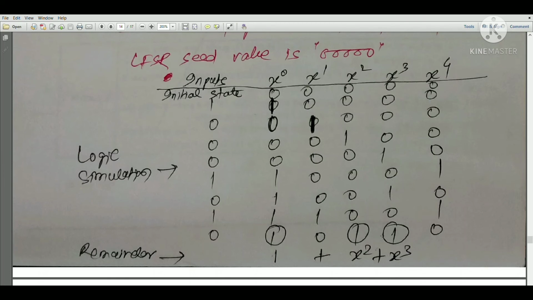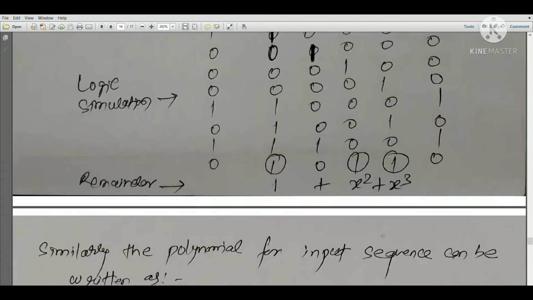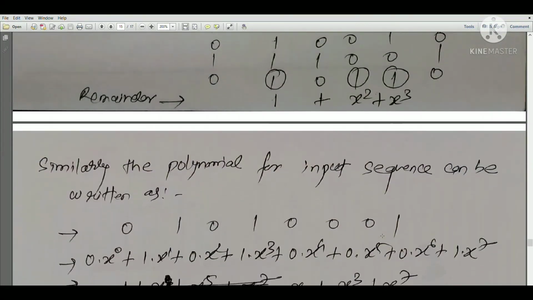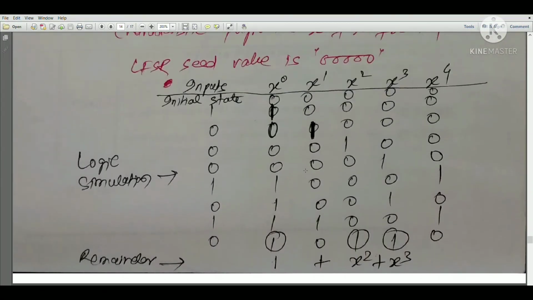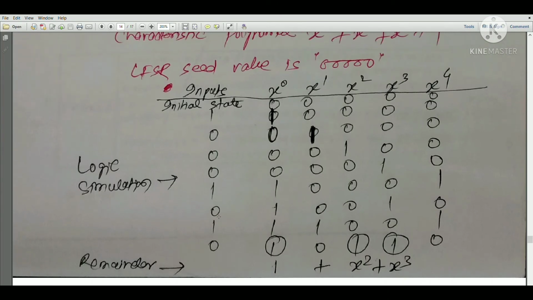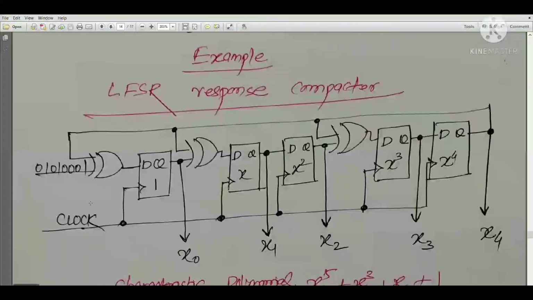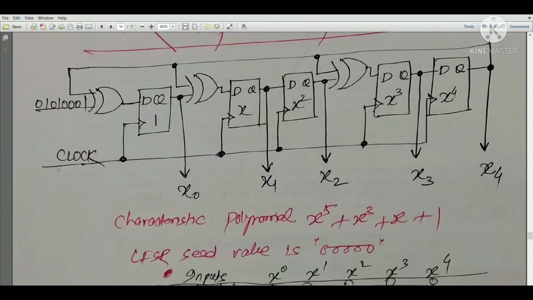Now we will check whether we are getting this particular remainder in the case of division also. Similarly, the polynomial for the input sequence can also be written. This is the input sequence that has been applied to test: 0 1 0 1 0 0 0 1. If you remember, in the case of a simple LFSR, no inputs can be applied. But in the case of a modular LFSR, we can apply some inputs like this to initiate our test pattern.